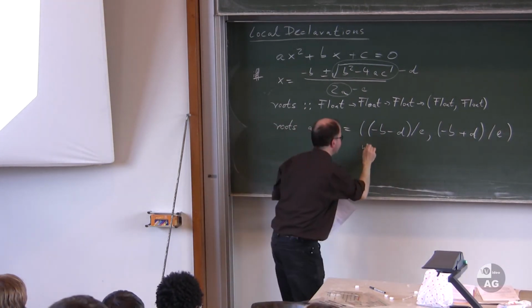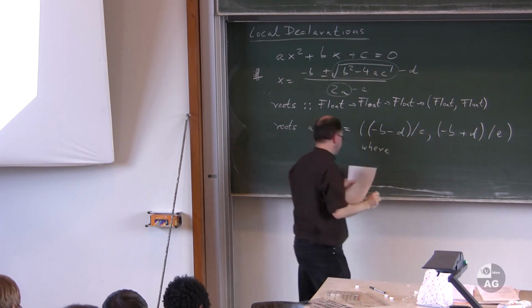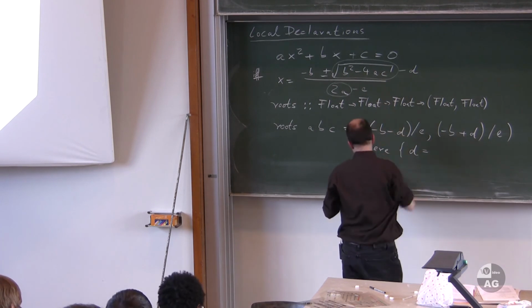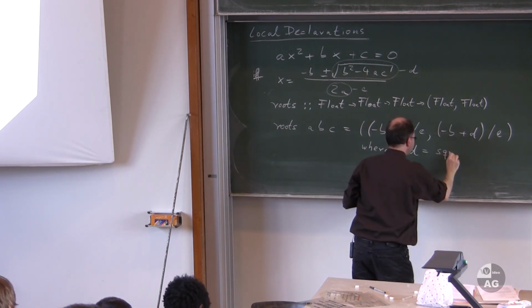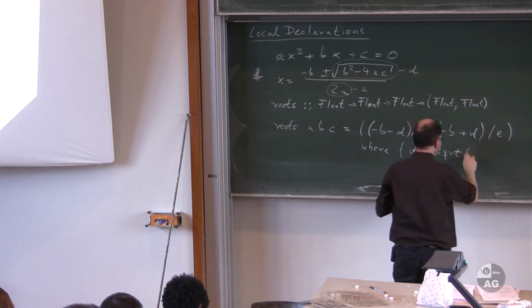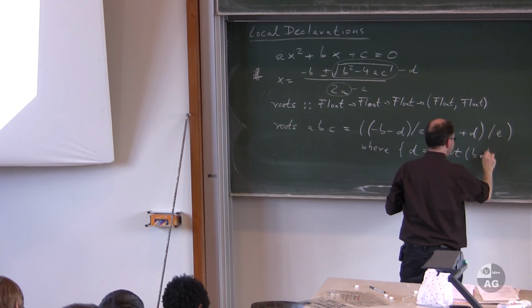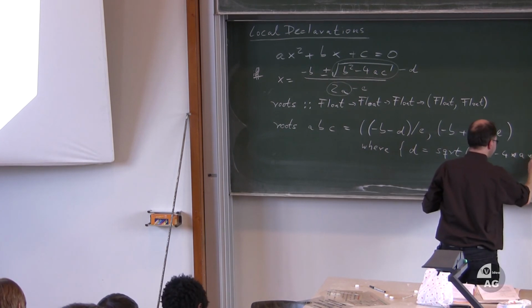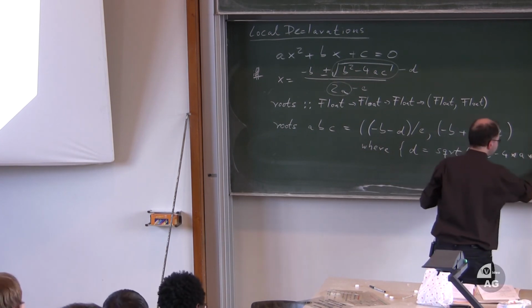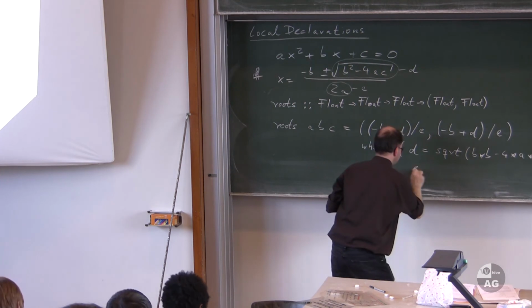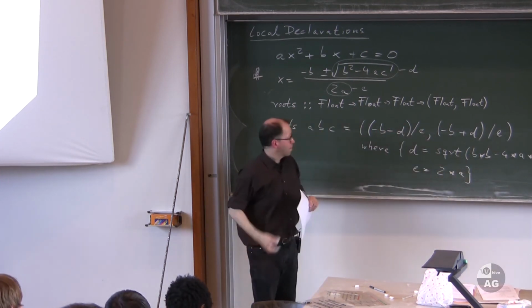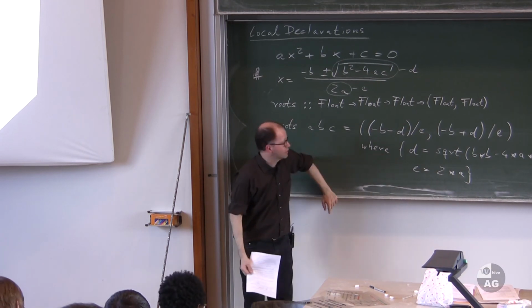And for this, we add a local declaration. We say, well, d is this thing. So it's square root of b times b minus 4ac. And what is e? E is 2 times a. And something like this is called a local declaration.